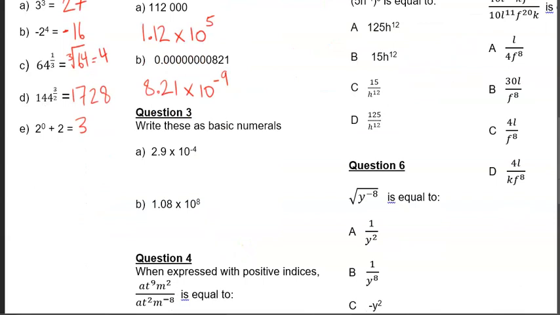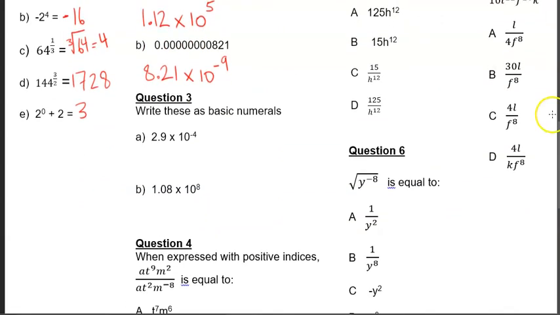Question 3, write these as basic numerals. 2.9 times 10 to the power of negative 4. This is kind of the inverse of this rule here. So we look at this negative power. So we're going to write 4 zeros, put a decimal point here, and write this number here without the decimal point. Simple as that. In this case here, we have 1.08 times 10 to the power 8.